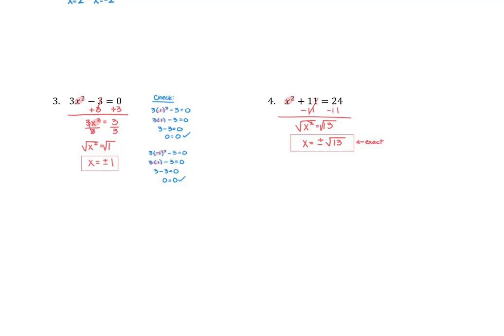For my approximate, I would just use that rounded decimal whenever I plugged it in, which was roughly 3.6. Now, when I go to check my work, I cannot use my approximate answer because it actually won't come out correctly. So I have to plug it in using my exact. So I'm going to have the positive root 13.